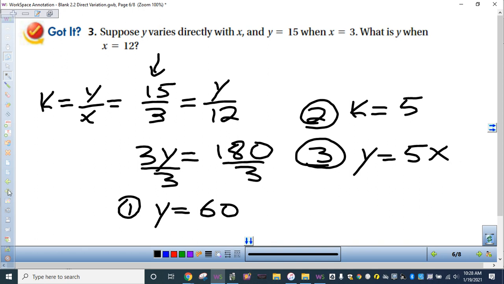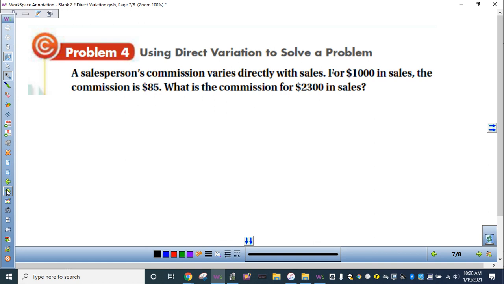Two more slides. Alright, so, story problem method: read, don't write. Salesperson commission varies directly with sales. For 1,000 in sales, the commission's 85 bucks. What is the commission for 2,300 in sales? Okay. So, commission varies directly with sales. I'm going to use X for sales because sometimes S's and Y's get mixed up. I'm going to use C for commission. Varies is K.